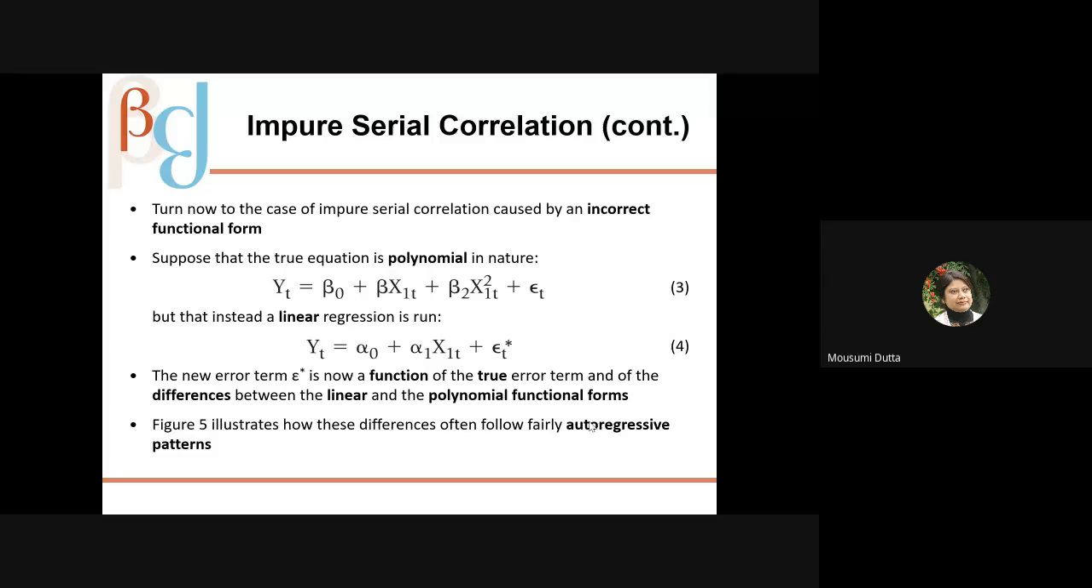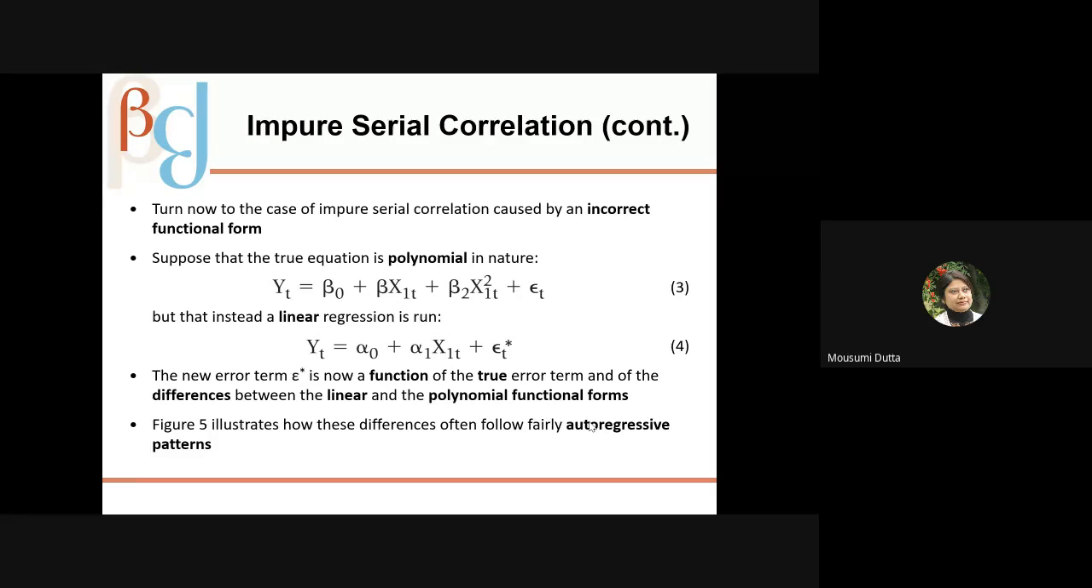The next is incorrect functional form. I mentioned there are two sources. One source is the omitted variable: an important variable that you omit, and that important variable may be serially related, or may be greater than the random error component. So this was the first part, the impure correlation part.